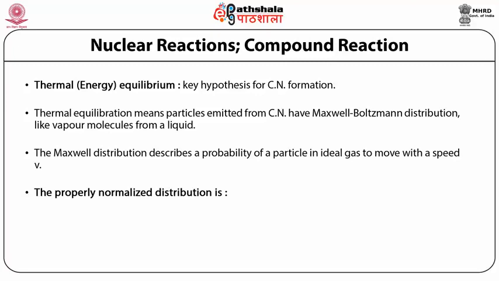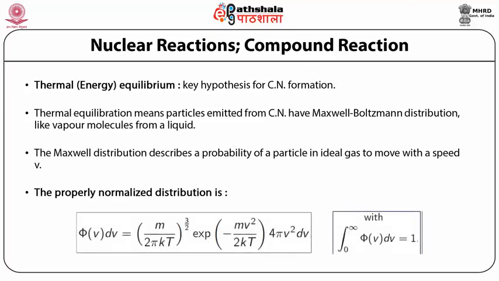The Maxwell-Boltzmann distribution describes the probability of a particle in an ideal gas to move with a speed v. The properly normalized distribution is phi(v) dv equals (m over 2 pi kT) to the power 3 by 2, times exponential of minus m v squared over 2 kT, times 4 pi v squared dv, with the integral from 0 to infinity of phi(v) dv equal to 1.